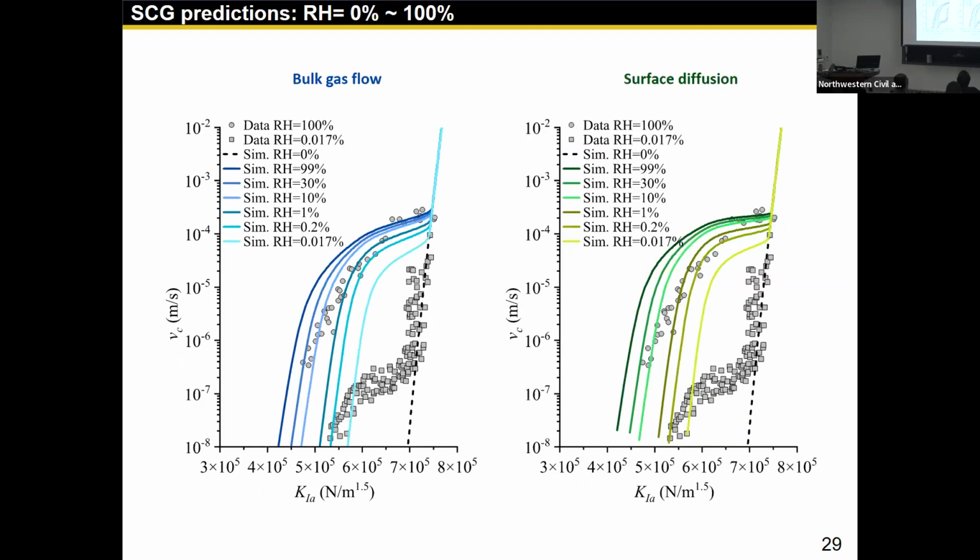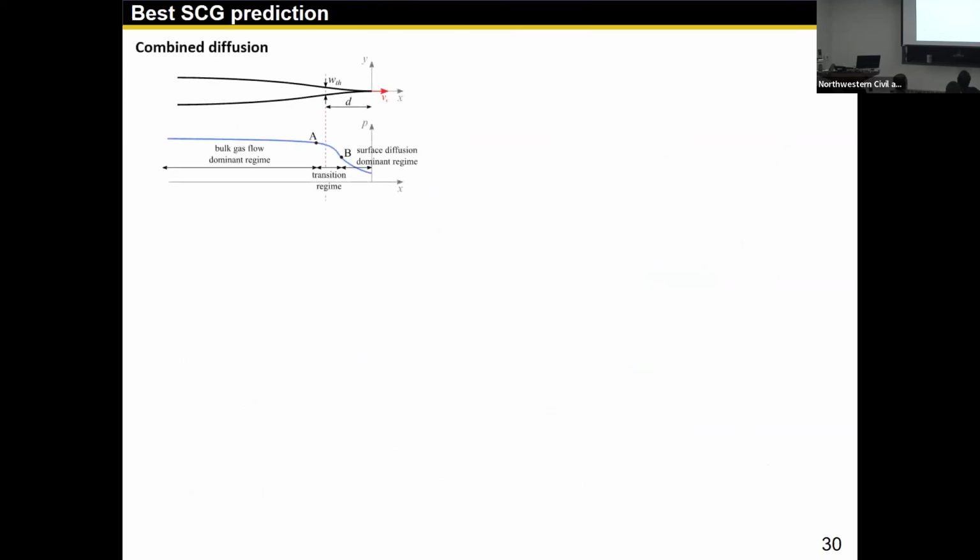If we vary the humidity, this is what the model predicts. For both bulk gas flow and surface diffusion, we have only a limited range of change. But the real data from 0 to 100% humidity shows a much larger change in the plateau velocity. So what is missing? Then we speculated it's because of our highly simplified transport model.